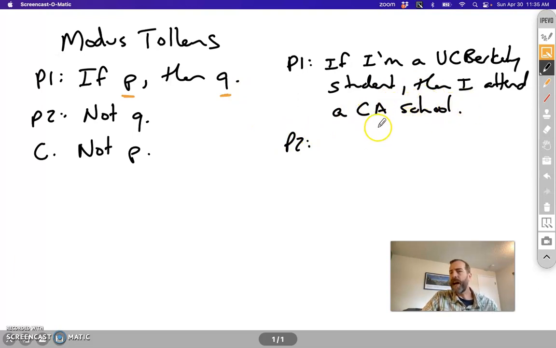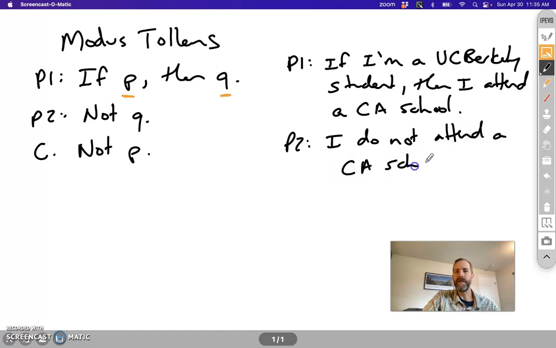But then let's think about your condition, and you do not attend a California school, so we're going to deny the consequent Q. So I do not attend a California school. This first premise, this conditional, is true, and for you, someone who attends Clark College, this second premise is also true. And so the conclusion that would have to follow from the consequent not being satisfied is that you are not a UC Berkeley student.